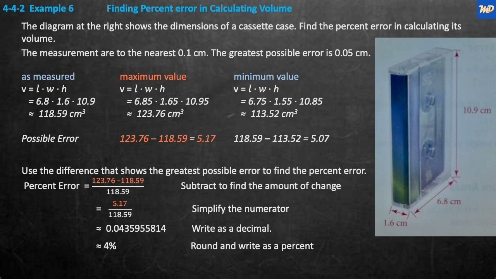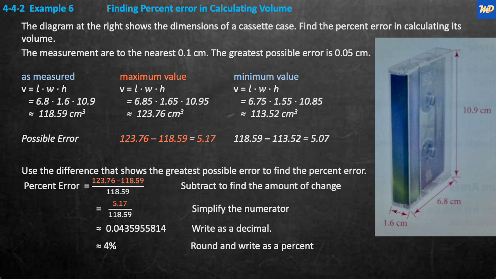Okay, example 6, finding the percent error in calculating volume. Okay, so there's a few more steps in doing this, but they're not difficult steps. The first steps are exactly what we've been doing so far all along. The diagram at the right shows the dimensions of a cassette case. Find the percent error in calculating its volume. The measurements are to the nearest 0.1 centimeters.